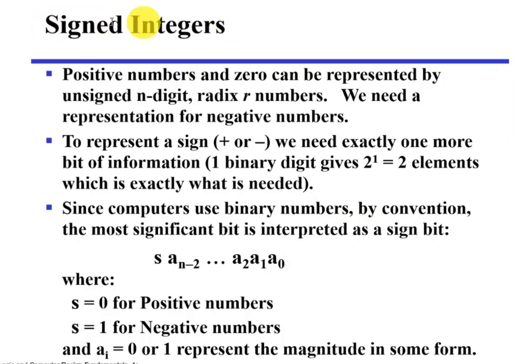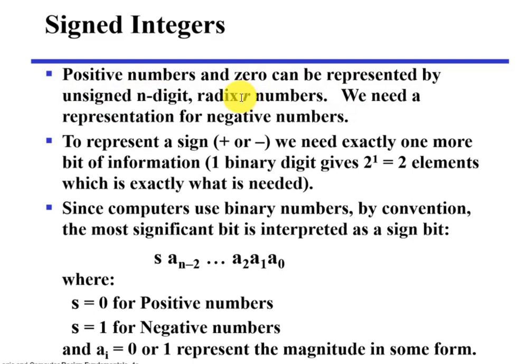Recall that signed integers are numbers with a plus or minus sign. That's why it's called a signed integer. If we store n bits to represent a signed binary integer, then out of the n bits, one will be used to represent the sign of the number, and the remaining n minus 1 bits will be utilized to represent the magnitude part of the number itself.